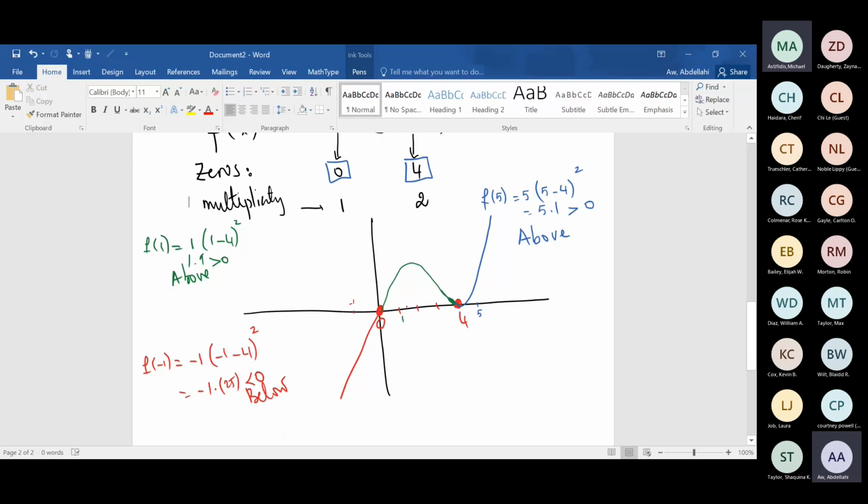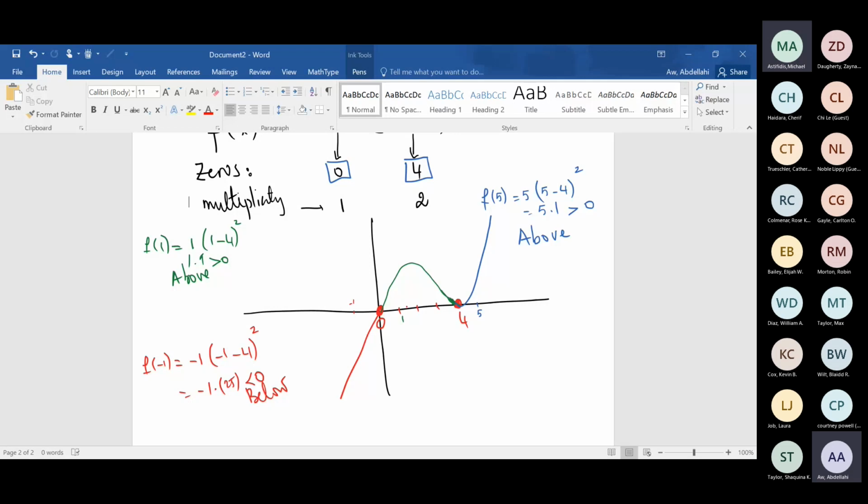We have 2 x-intercepts. But do you see any difference in the behavior of the graph across the 2 x-intercepts? Across 0 and across 4, what do you see? Somebody tell me. The graph rises and then falls. It's above the x-axis. Exactly. So this is across 4. In particular, the graph does not cross the x-axis, right? And across 0, the other x-intercept, the graph actually does cross the x-axis.